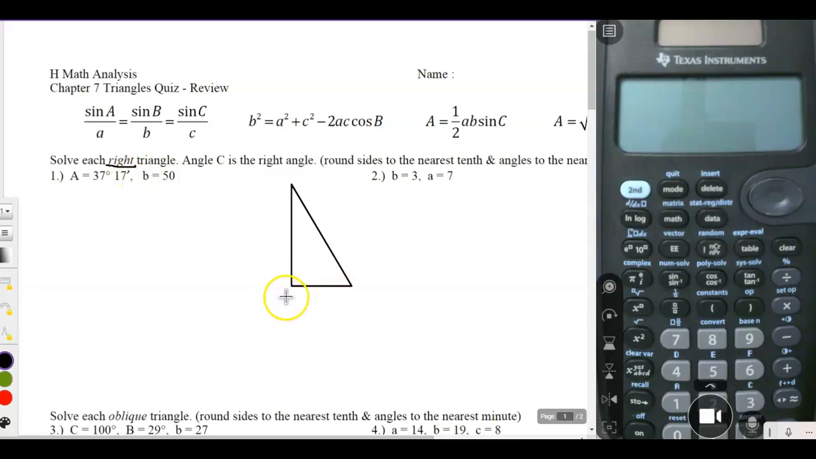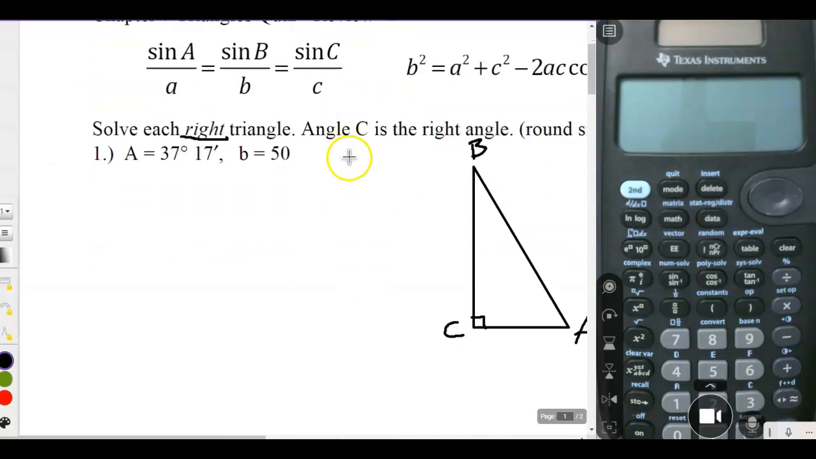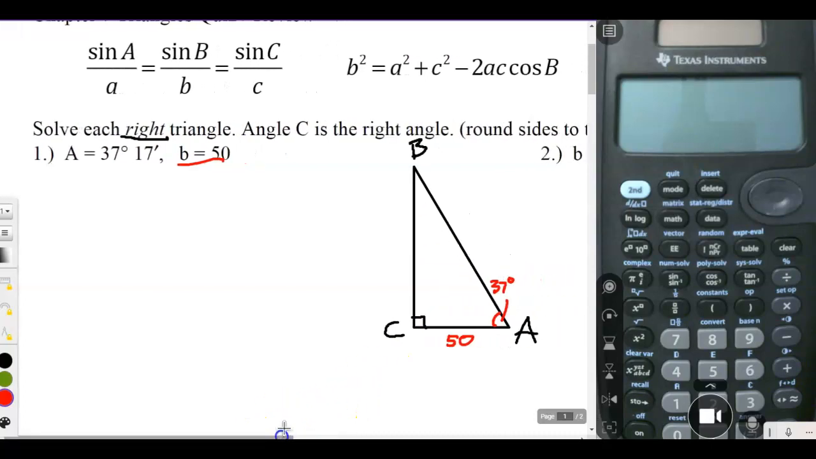So that will save some time. If I label this, and each one of these I'm going to label carefully, we got a right triangle. Let's get this a little bigger. We got side B is going to be 50, and angle A is going to be 37 degrees, 17 minutes. It does say to round sides to the nearest tenth and angles to the nearest minute.